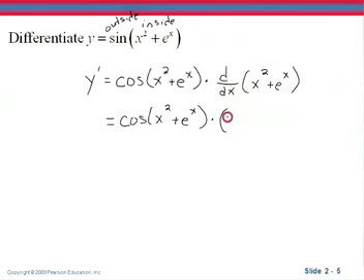With the derivative of x squared, we make the 2 a coefficient. Subtract 1, we have 2x. Remember, e to the x is that special function. The derivative of e to the x is just e to the x.